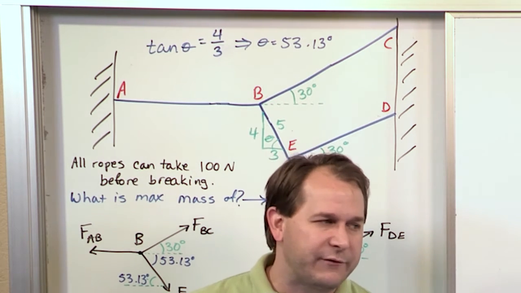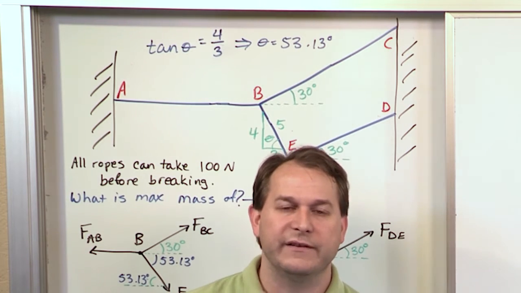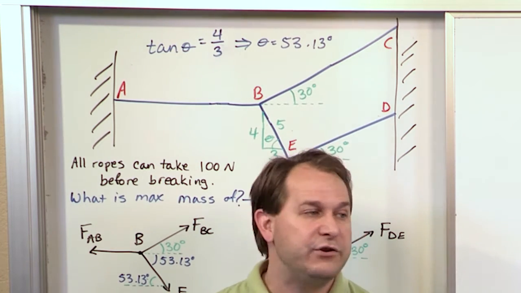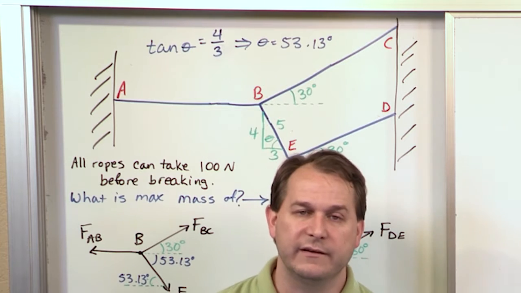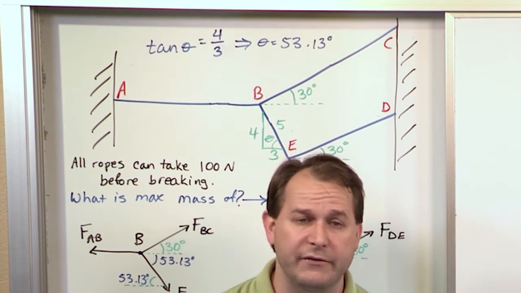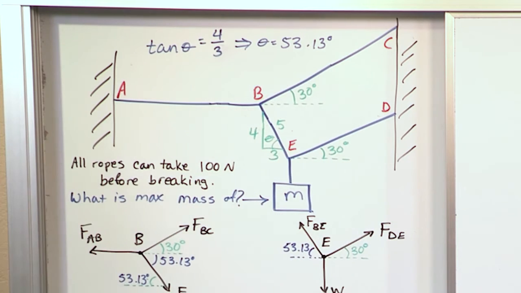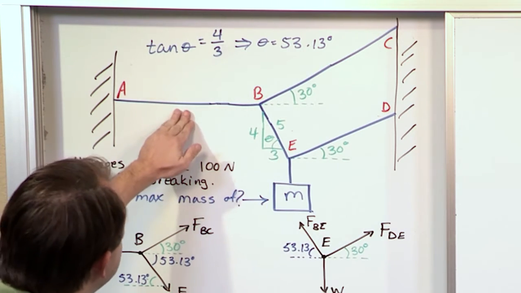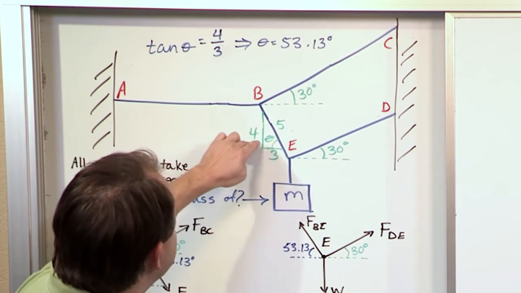So if you could just have a crystal ball and figure out which one of those is going to hit 100 newtons first, then you just put that value of 100 newtons into the equations, and then you lock down your variables because you have enough equations to solve everything that remains. So the question is, what's it going to be? This segment, this segment, this segment, or this segment?